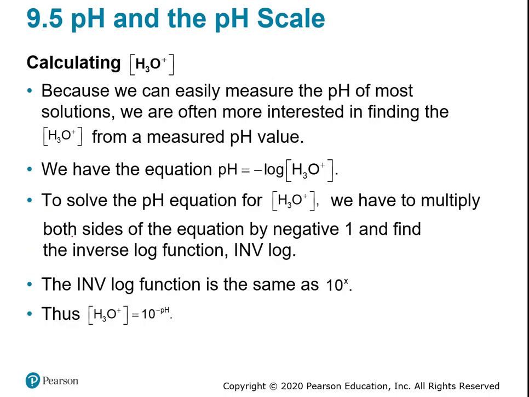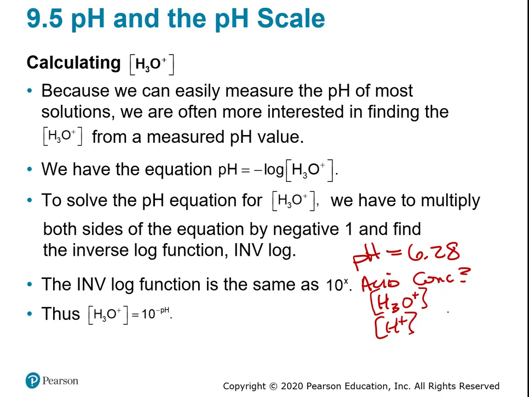If you're going the other direction, so say that I have a pH equal to 6.28, and I want to know what is the hydrogen ion concentration. I want to know what is the acid concentration. You might see it written as what is the H3O plus concentration, or it might ask what is the H plus concentration. All of those are exactly the same. The concentration of the acid, the H3O plus concentration, or the H plus concentration, are all saying exactly the same thing. Just three different ways of writing the exact same question.